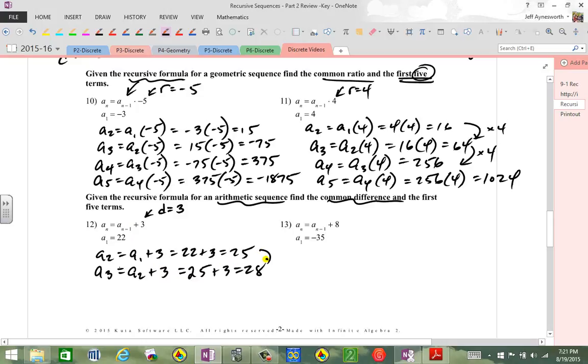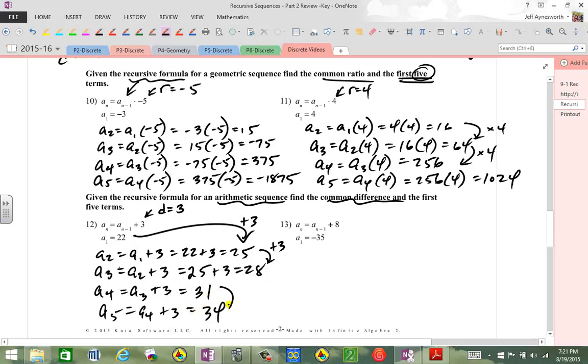Once more, I add 3. From 22 to 25, I add 3. You keep on adding 3. So a4 is a3 plus 3 more, and you get 31. a5 is a4 plus 3. I add 3 to that, I get 34. Once again, you just keep on adding 3. Arithmetic sequences are easy. Remember, this means previous term.